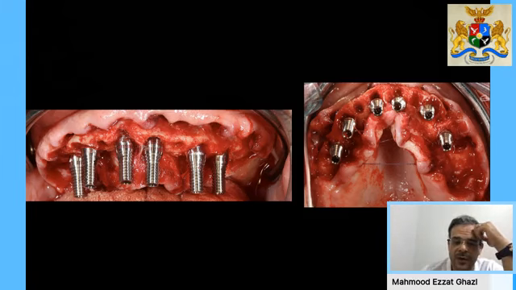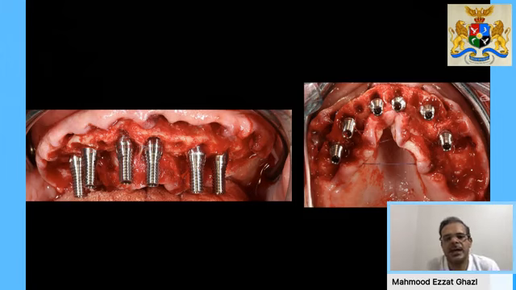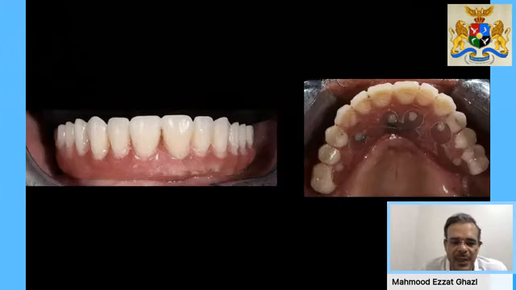Suturing, welding, so that he could temporize. The patient's old denture was temporized in place on multi-unit abutments and temporary copings. And then the patient came to me for the prosthetics.